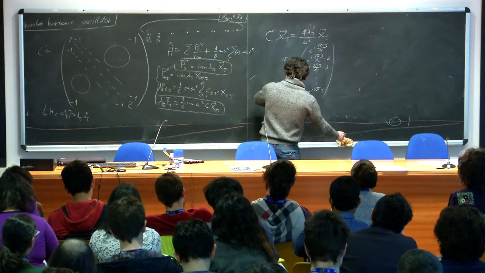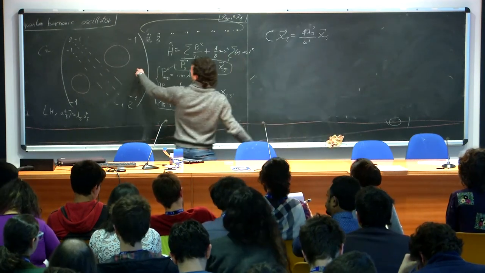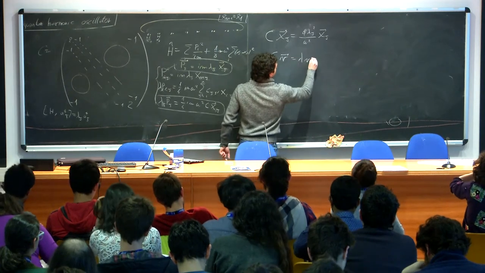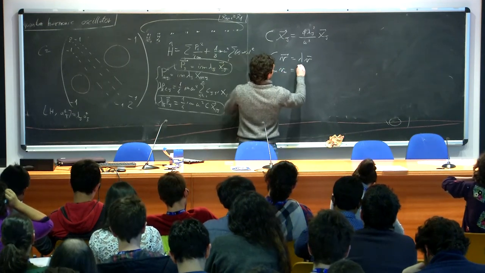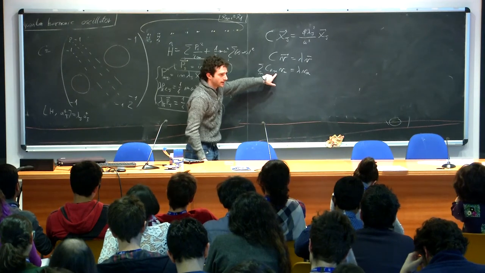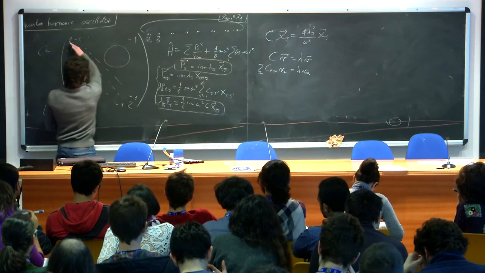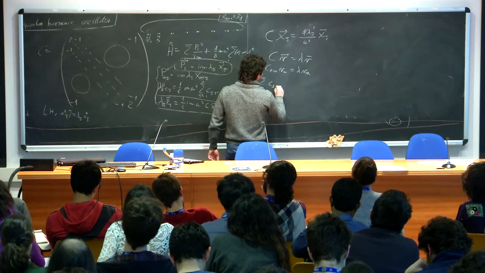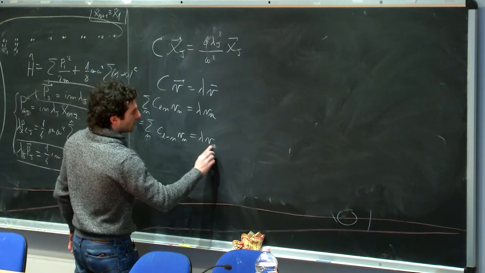Why is this? It's late, but let's just see why this is the case. Just solve the eigenvalue problem for C. We have to solve C times V equal lambda V. This means sum over n of C L N V N should be equal to lambda V L. Now we know that the elements C L N depend only on the difference of the indices, because they are the same along all the diagonals. So this is equal to the sum over n of C L minus N V N equal lambda V L.